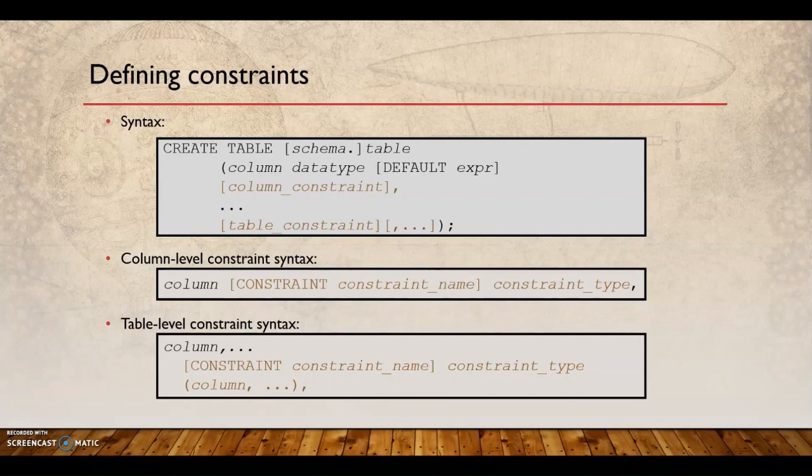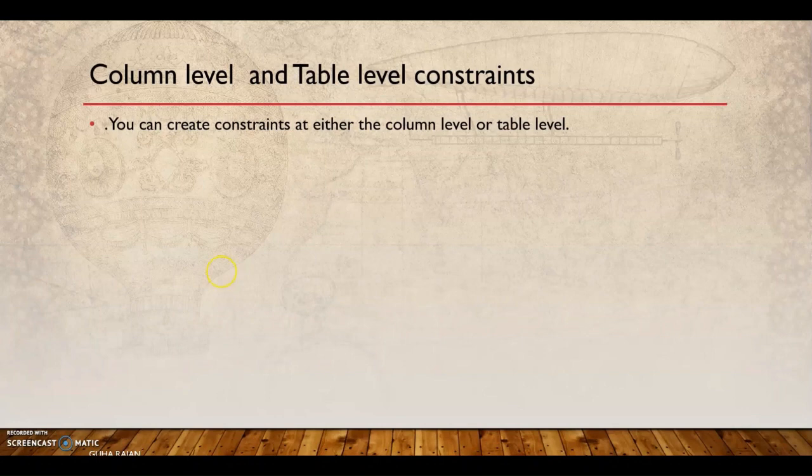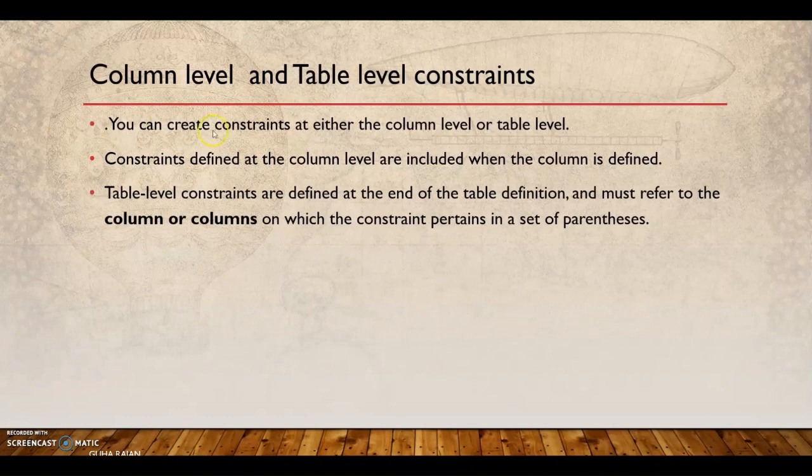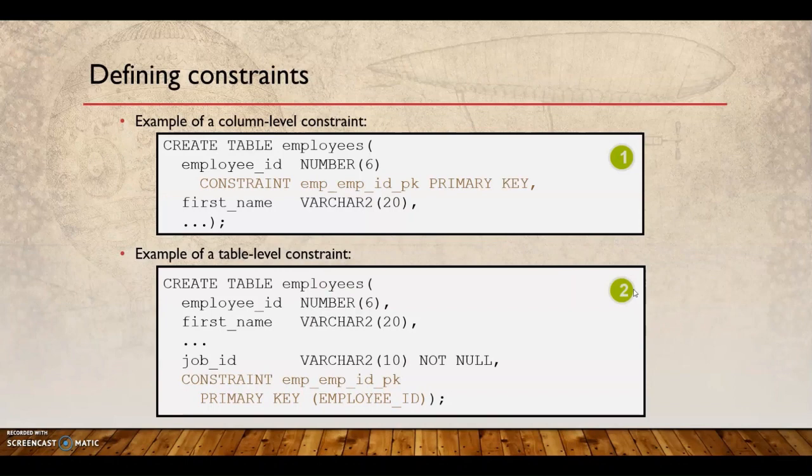So those are two types of constraint for the tables, apart from the primary and foreign key constraint. Again, whatever we discussed is what is mentioned. You create a constraint either at a column level or a table level. Constraints are included when the column is defined. Table constraints are defined at the end of the table and must refer to a column or columns. When more than one column is referred, you can have that through the table level constraint instead of a column level constraint. Mainly it is a syntax difference, otherwise the functionality of column level and table level are the same, as we had discussed earlier.